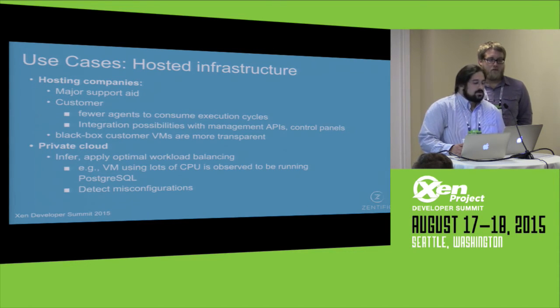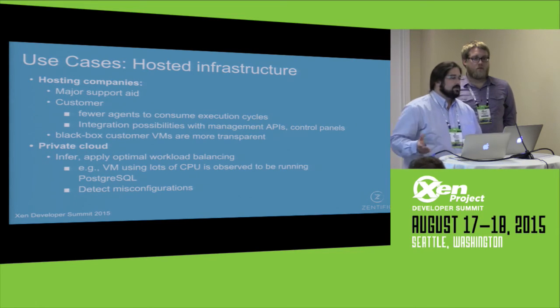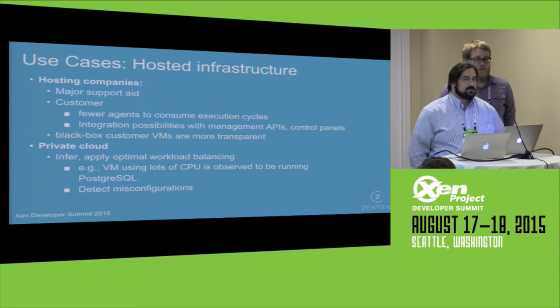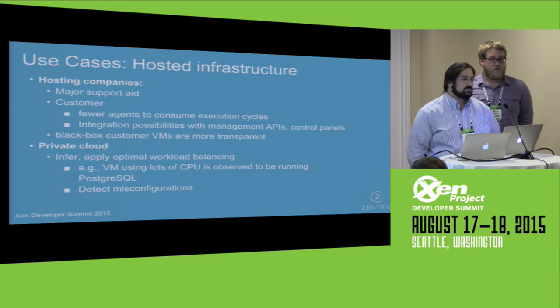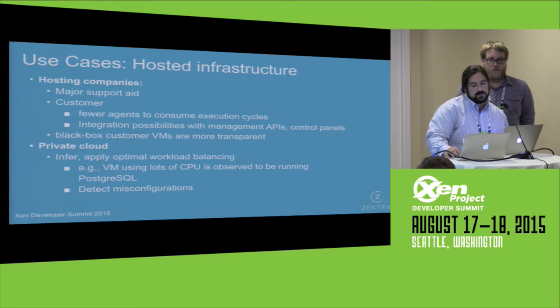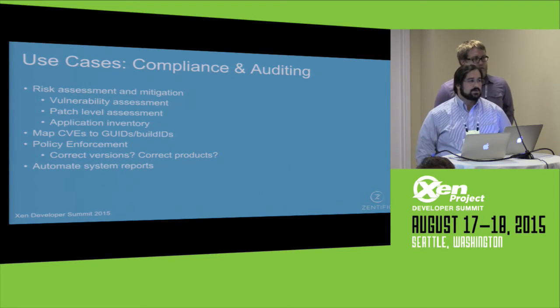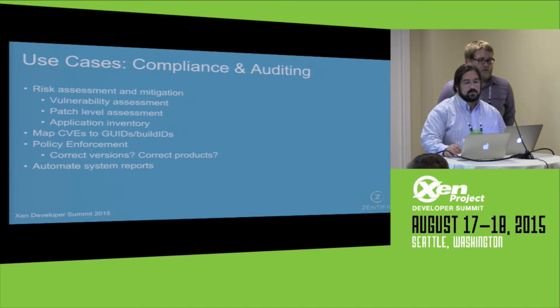With private clouds, you can do many, many different things. You can apply workload balancing. If you know that a VM is running a database, it's an exceptionally simple thing to change its actual CPU allocations. Similarly, you can take some integration beyond. You can take a look at running processes, the open ports that they have, listening ports, extract that, and automatically configure your firewalls.